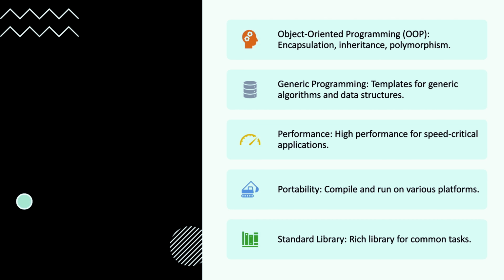This language is also highly portable, which means that C++ code can be compiled and run on various platforms, including Windows, macOS, Linux, and embedded systems. C++ also features a rich standard library that includes a wide range of functions and classes for common tasks such as input-output operations, string manipulations, and data structures.